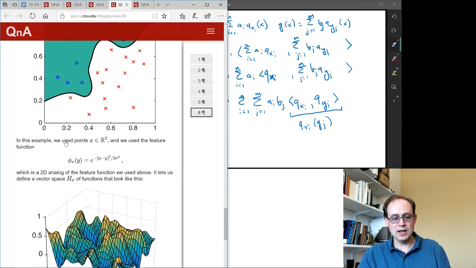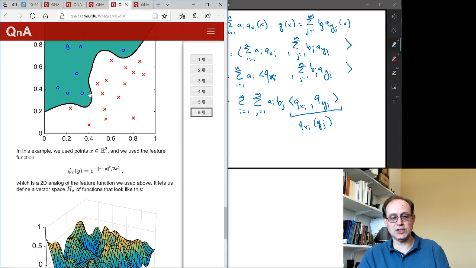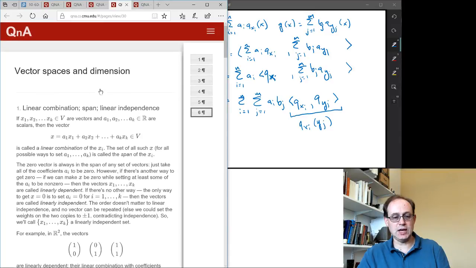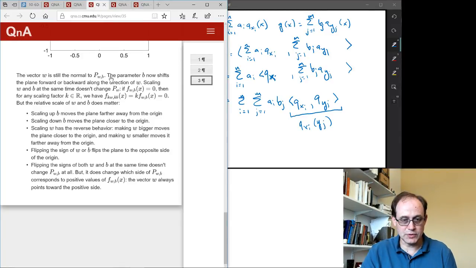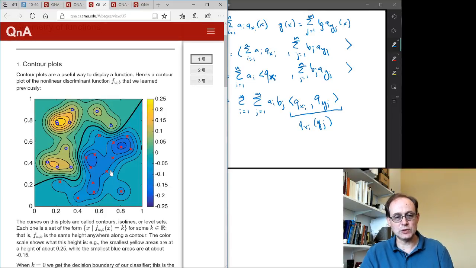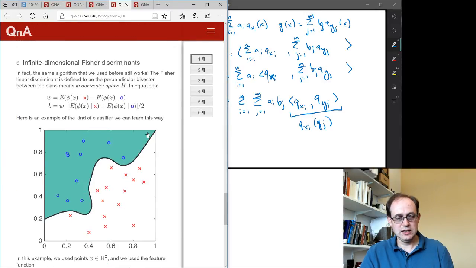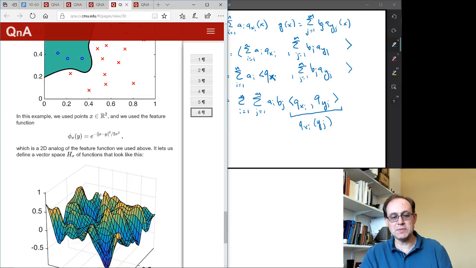All right. And here's a typical example of a function in our infinite dimensional vector space. This isn't the specific function that we learned here. That one is given by the contour plot from the previous set of lecture notes. This right here is the contour plot of the actual function we learned. And this here is a non-contour plot, an ordinary three-dimensional plot of a different sort of typical example of a function in our function space.